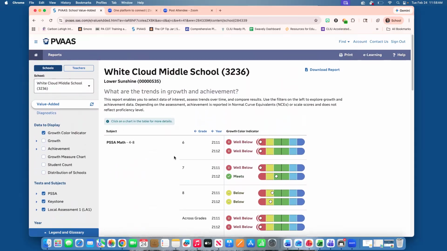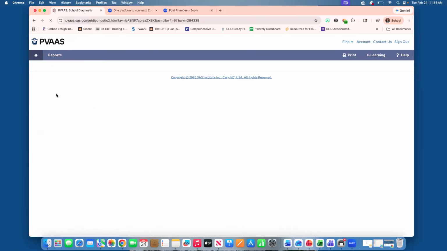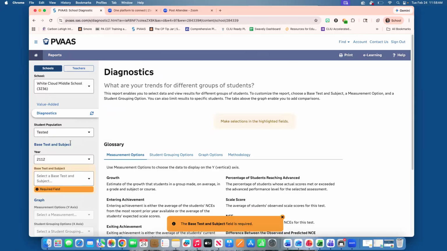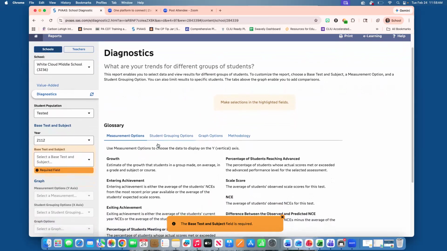The next report I'm going to show you is the diagnostic report. So again, you could get to this by clicking on the blue band at the top that says reports. Under student reports, click on diagnostics. So this report helps us answer their question on what are your trends for different groups of students. This report enables you to select data and view results for different groups of students, and you can customize the report by choosing a base subject and test.